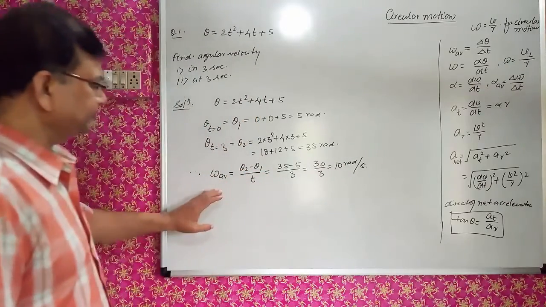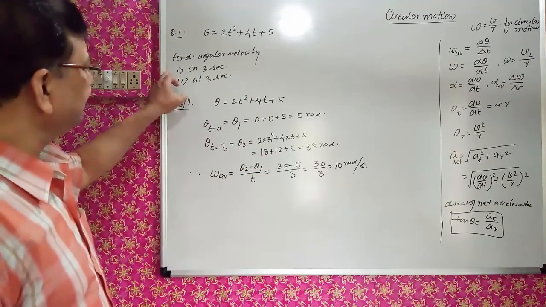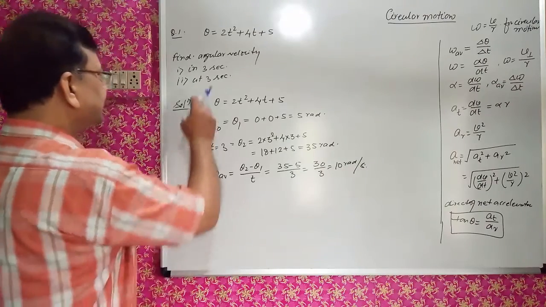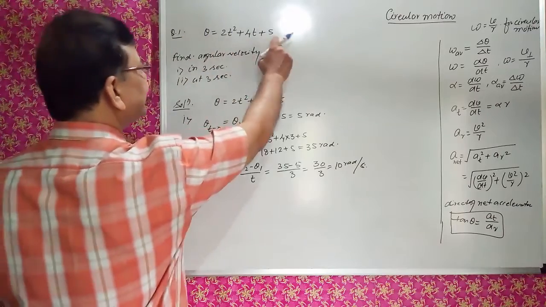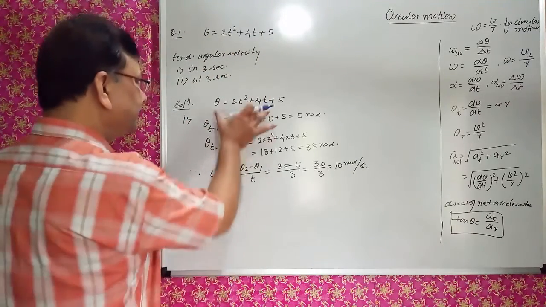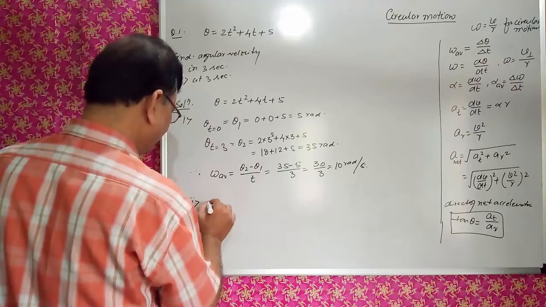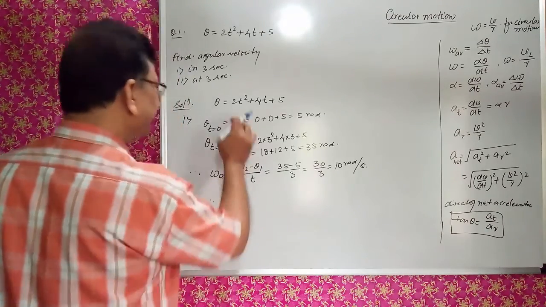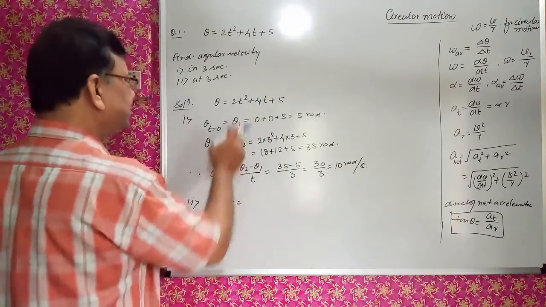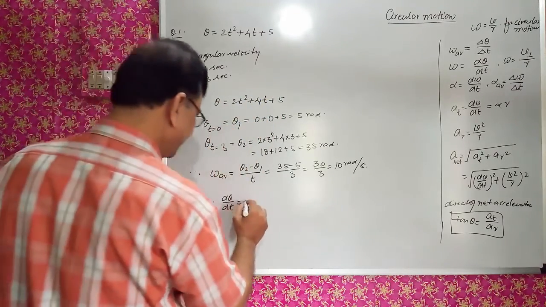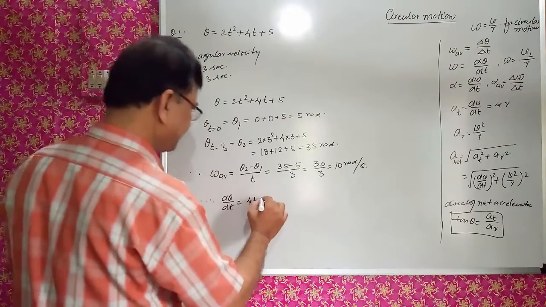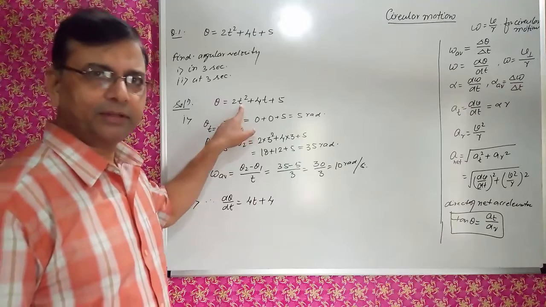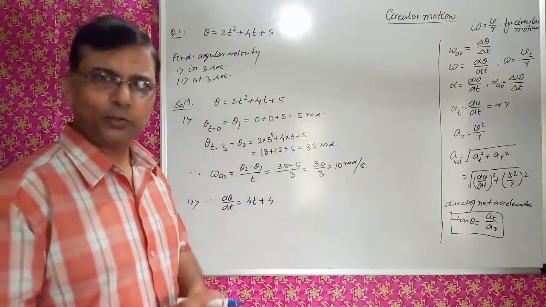So we got the average angular velocity. The first part is over. We will go for the second part: at 3 seconds means instantaneous angular velocity is needed. So we will differentiate this. Therefore d theta upon dt. If we differentiate this with respect to t, then 2t square gives 4t plus 4. The differentiation of t square is 2t.